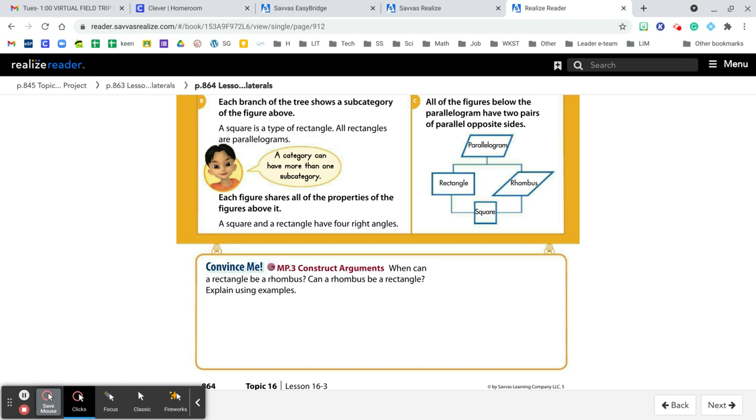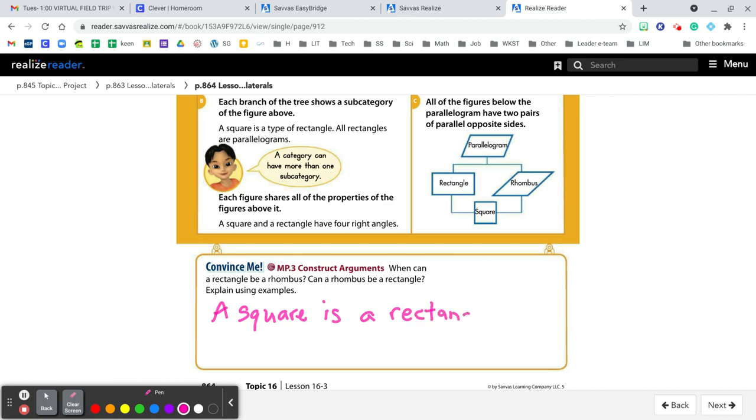When can a rectangle be a rhombus? Okay, so here we go. They love these kind of questions on tests. When can a rectangle be a rhombus? Can a rhombus be a rectangle? Explain using examples. So a square is a rectangle and a rhombus because it has 2 sets of parallel sides and it forms right angles. And it's also a rhombus, which is 2 sets of parallel sides.